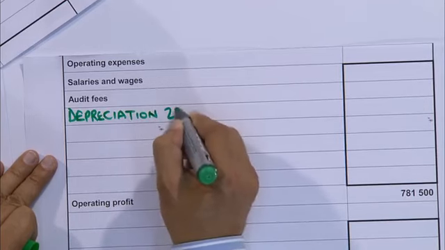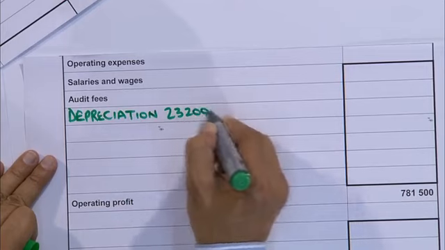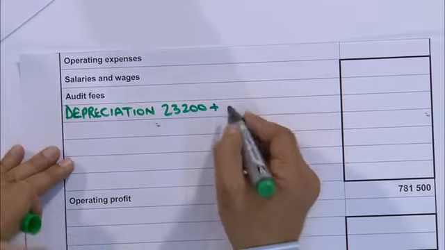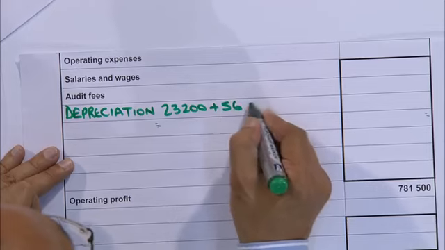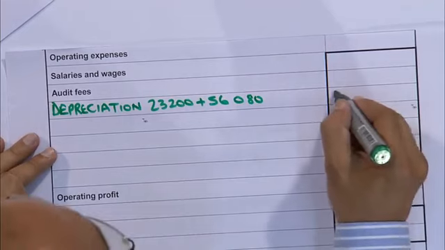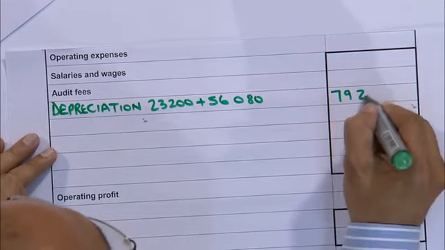And that was the 23,200 plus the 56,080. Right, and that answer was 79,280.